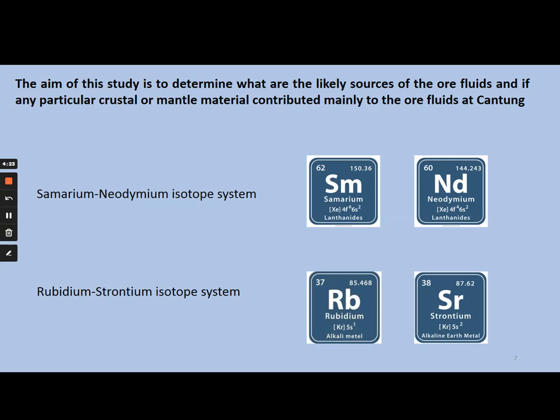So the aim of this study is to determine what are the likely sources of the ore-forming fluids at Canton, and if any particular crustal or mantle material contributed mainly to the ore-forming fluids at Canton. So we decided to use the samarium-neodymium and rubidium-strontium isotope systems to achieve this goal. So in the next few slides, I will first discuss how these two isotope systems function and how they can help us in this study.